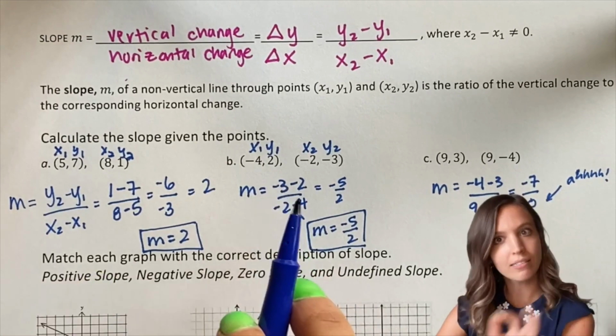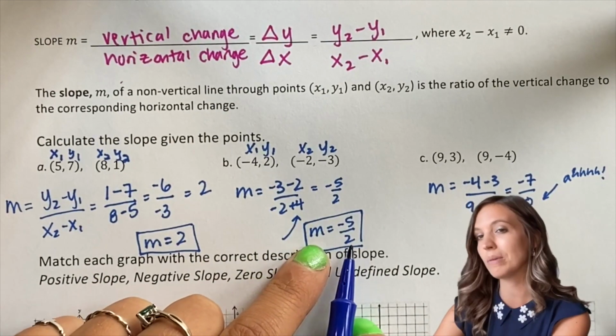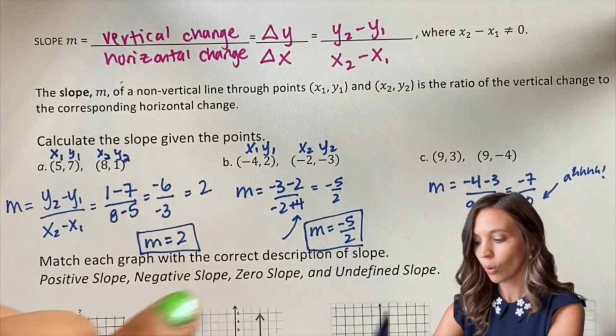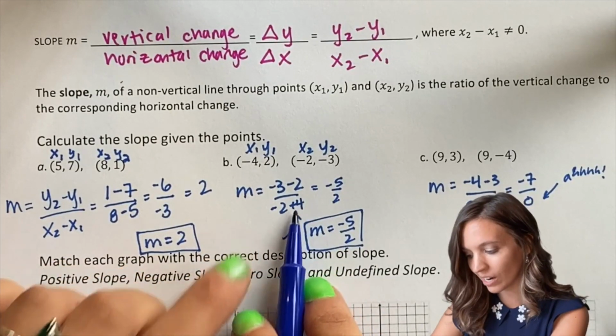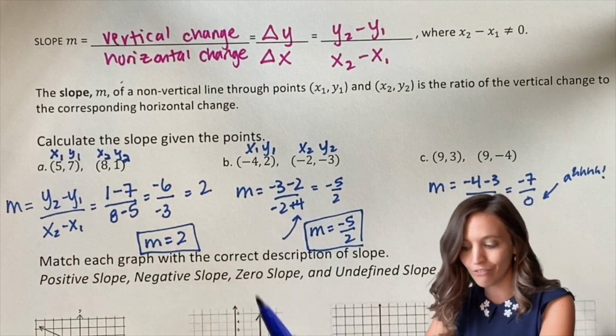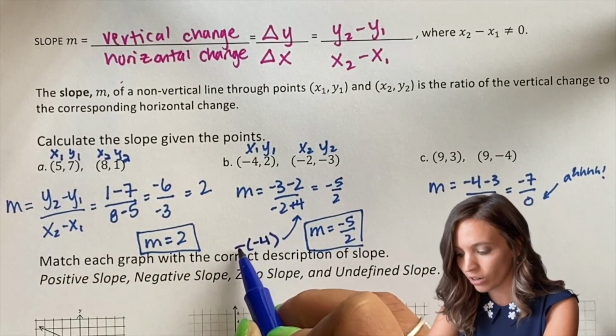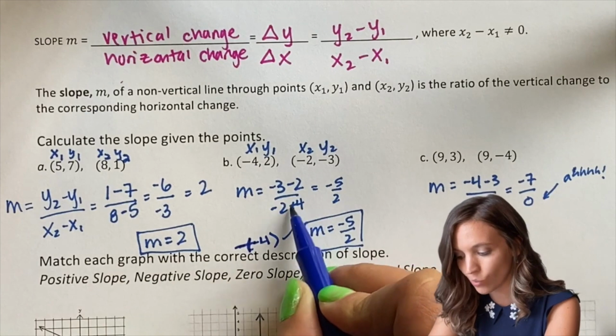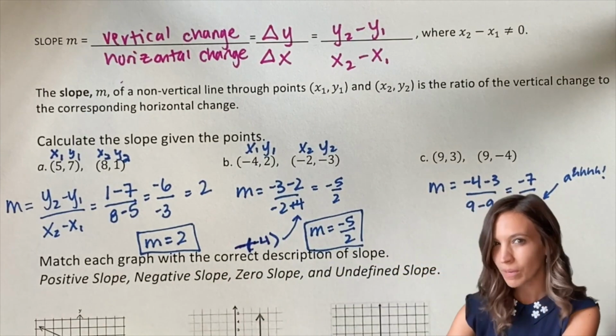For B, this one had something a little weird happen. So the correct answer is m equals negative 5/2. So be careful, because see this 4 right here? When I'm doing minus a negative 4, those double negatives become a plus. So that's why this reads as plus 4. So just keep your eye out for that.